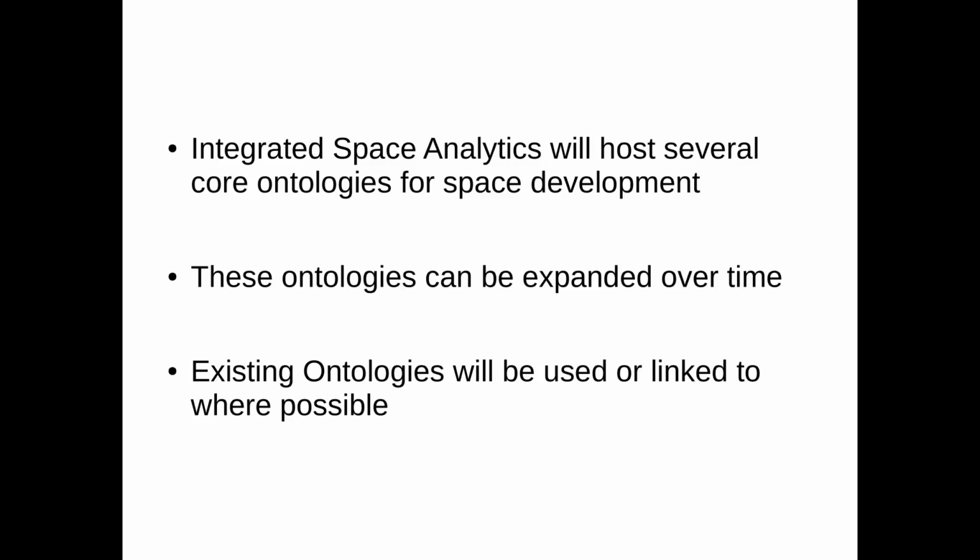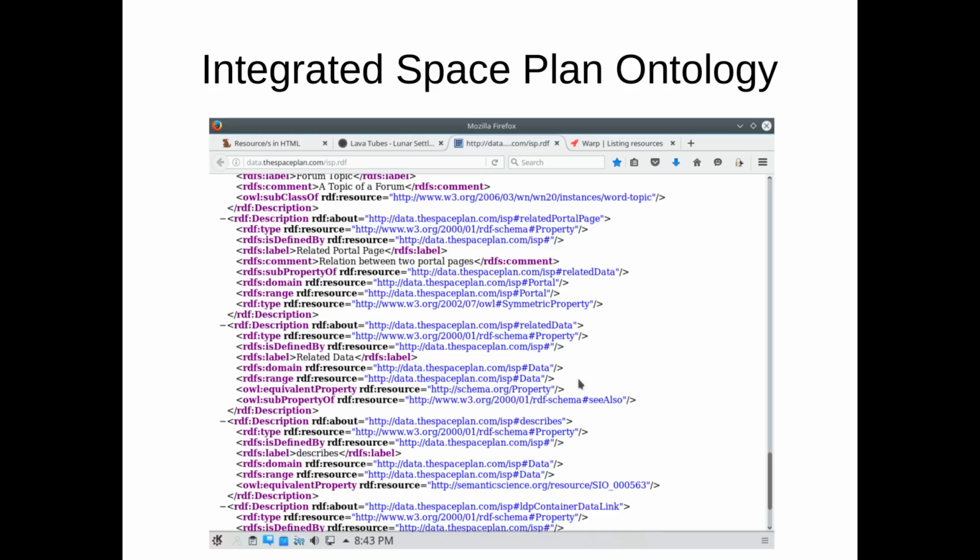In order for this linked data to be linked together, Integrated Space Analytics will host several core ontologies for space development. And these ontologies can be expanded over time to accommodate further use cases. And existing ontologies will be used or linked where possible. There are already a lot available for the web, so people will be familiar with the ontologies. And that's a lot better than developing your own, due to the learning curve and interoperability of existing data. And here is a screenshot of the Integrated Space Plan ontology that we are developing.